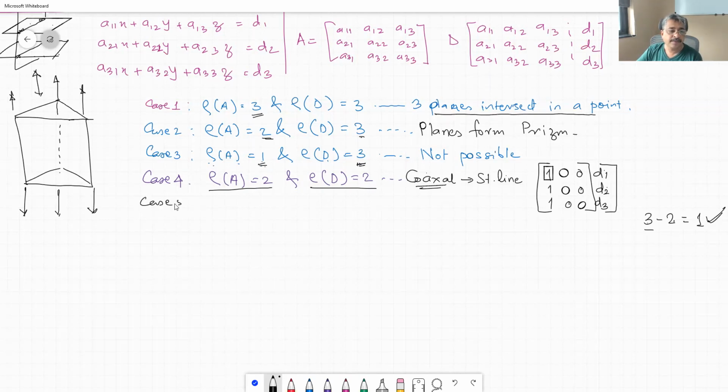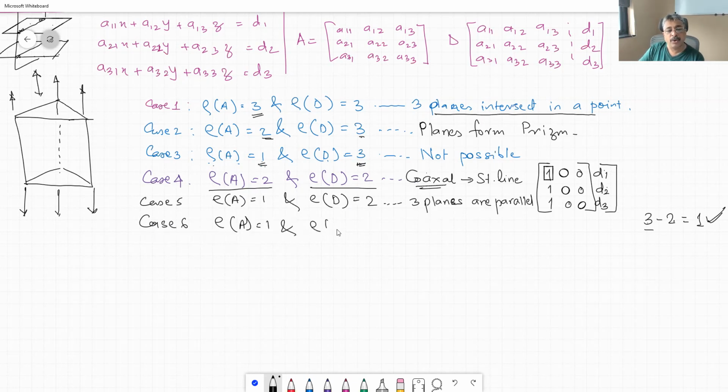Case 5. Rank A is 1 and rank D is still 2. What does it mean? It means 3 planes are parallel. You can cross check this. Therefore, there is no solution. Case 6. Rank A is 1 and rank D is also 1. What does this mean? This means all 3 planes are coincident.